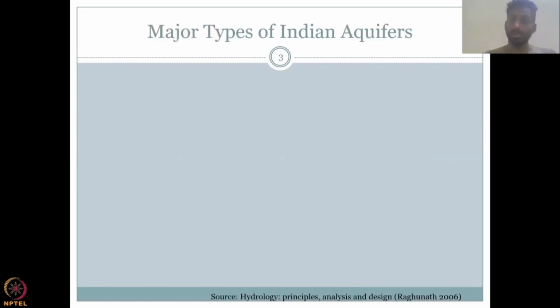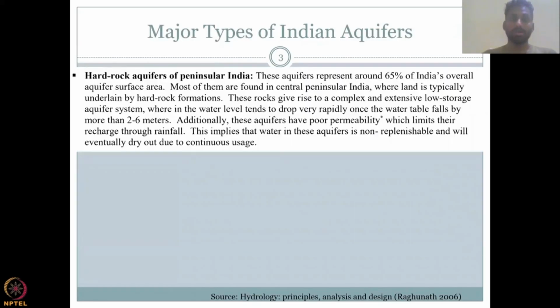So the major types of Indian aquifers are hard rock aquifers of Peninsular India, which is present around 65% of India, and it covers most of the surface area. Central India would be housing most of these hard rock aquifers.